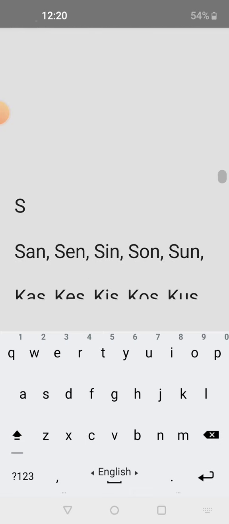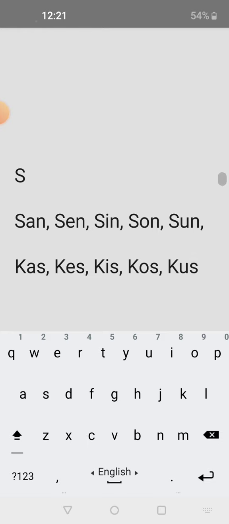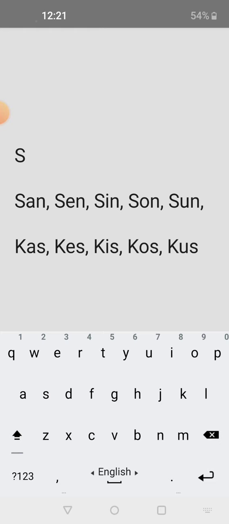Now for S, it's a hissy sort of sound. S is kind of a hissy sound normally, but it always is sa, not sha. There's no sh in this language in the textbook correct dialect. There is a dialect where S is always sh, but for now S is sa. So san, sen, seen, sown, soon. And kas, kes, kis, kos, kus.